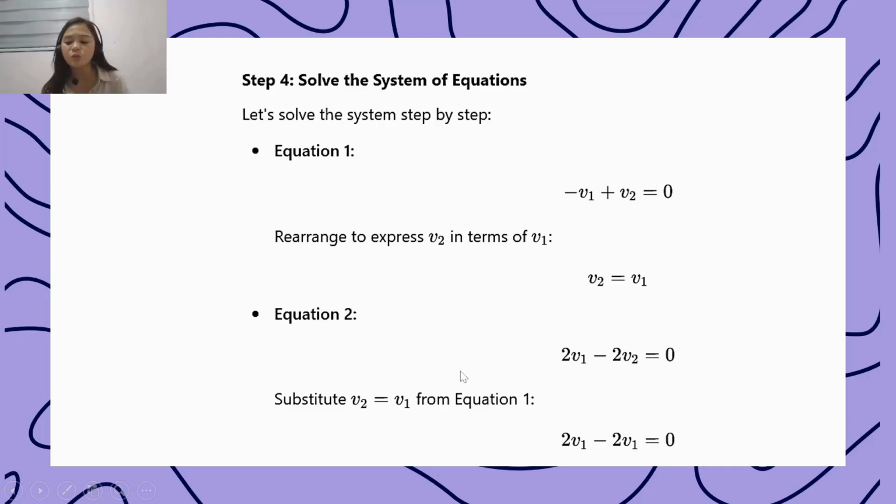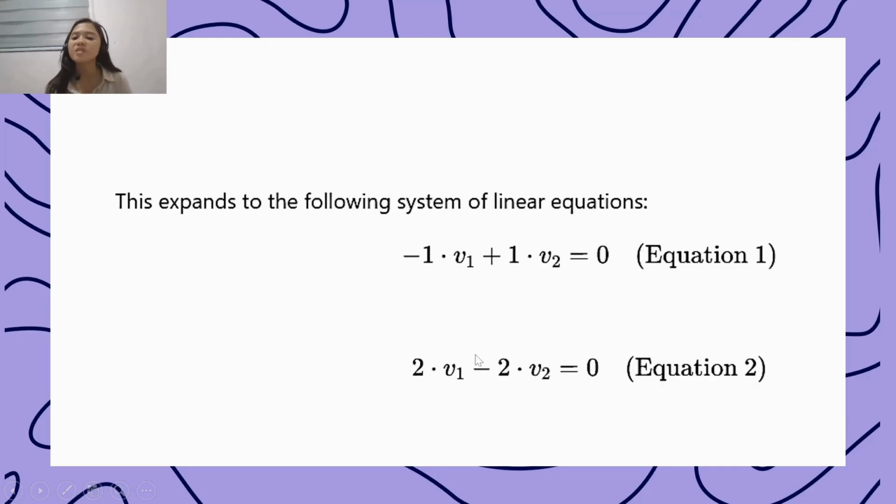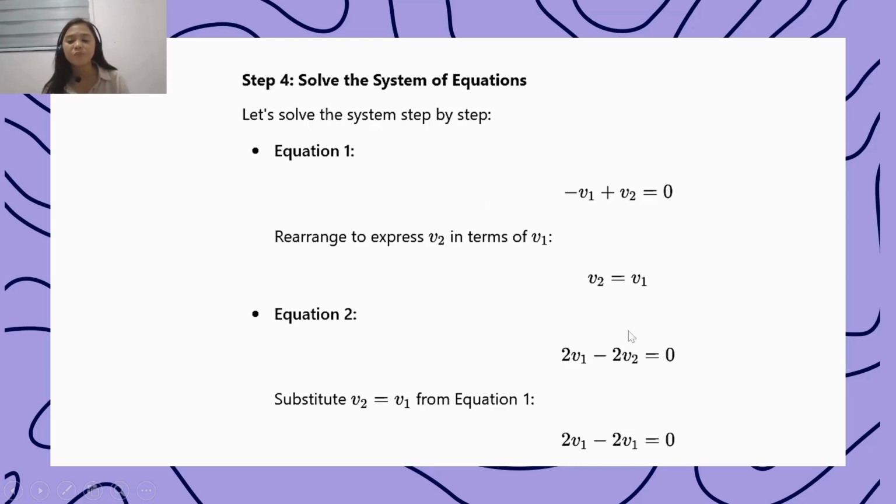And for our equation 2, 2 times v sub 1 is 2 v sub 1, minus 2 times v sub 2 is 2 v sub 2, equals 0. So we will substitute our equation 1 into our equation 2. So our 2 v sub 1, just copy, minus 2 times our v sub 2, which is v sub 1. So we will substitute that. So 2 v sub 1 minus 2 v sub 1 is 0. So 0 equals 0.